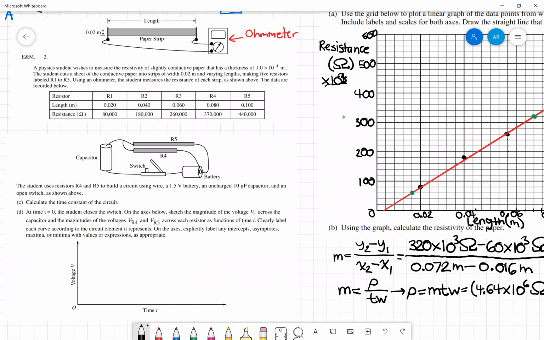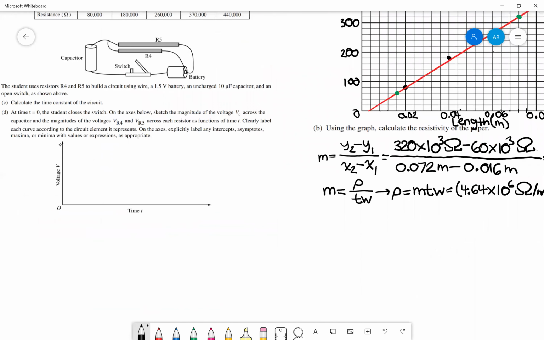Okay, part C gives us a different situation. The student uses resistors R4 and R5 to build a circuit using wire, a 1.5 volt battery, an uncharged 10 microfarad capacitor, and an open switch as shown above. Part C asks, calculate the time constant of the circuit. Okay, so they ask us to calculate the time constant of the circuit.